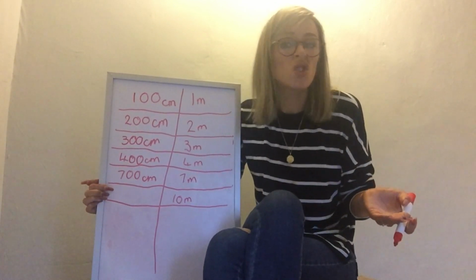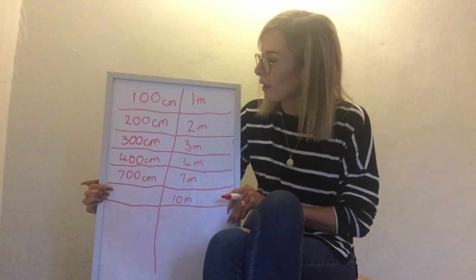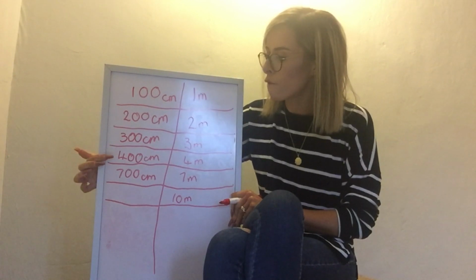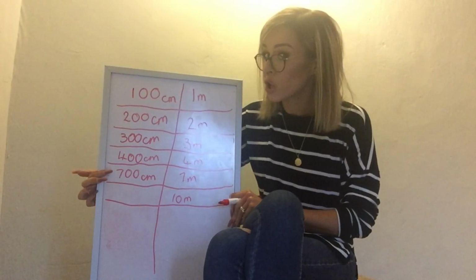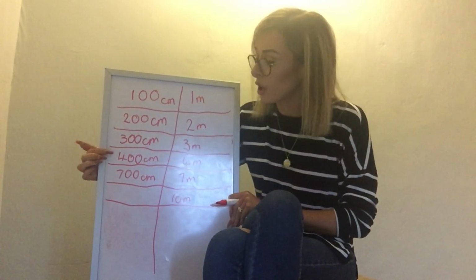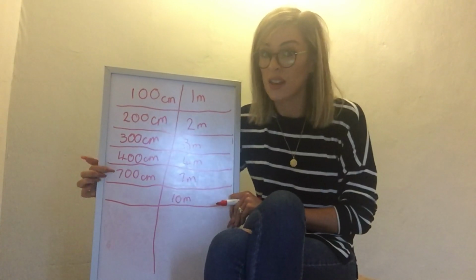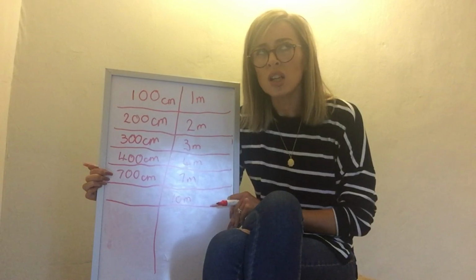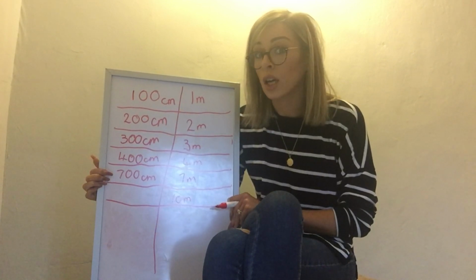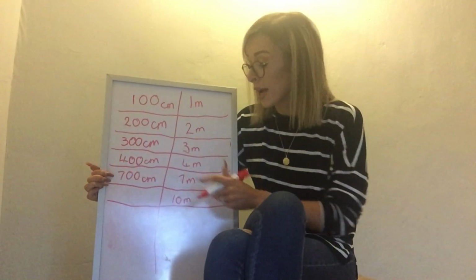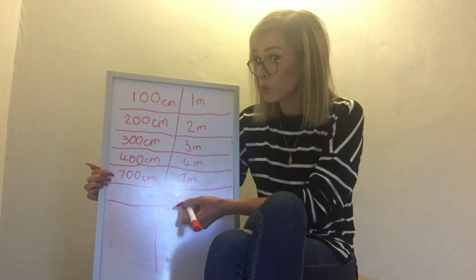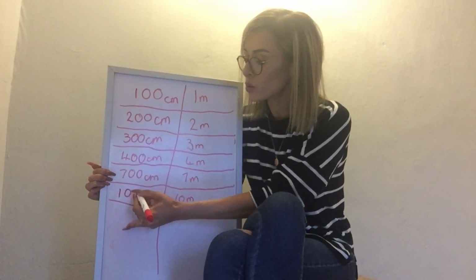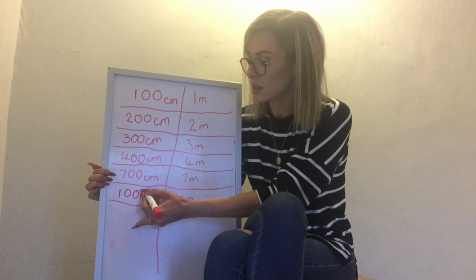But the rule is just the same. We're following the pattern. So 100, 200, 300, 400, 500. We're going up by 100 each time. 600, 700, this one's 700 here. We're going up by 100 each time. So 900 centimetres would be 9 metres, and 10 metres would be 100 more, which is 1,000 centimetres.